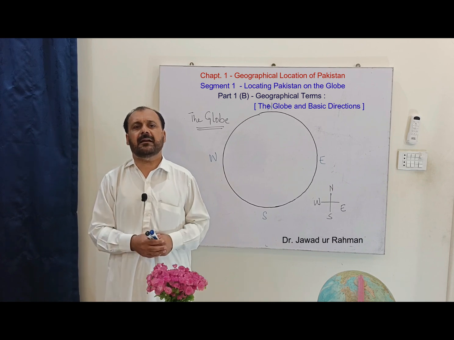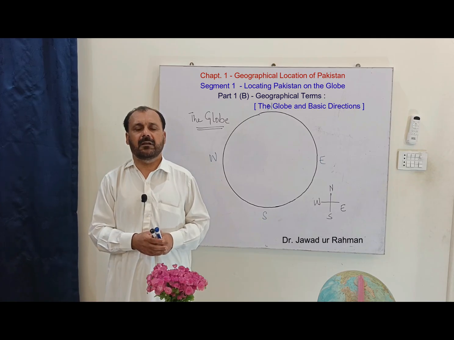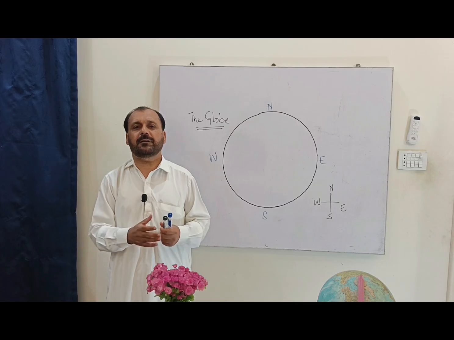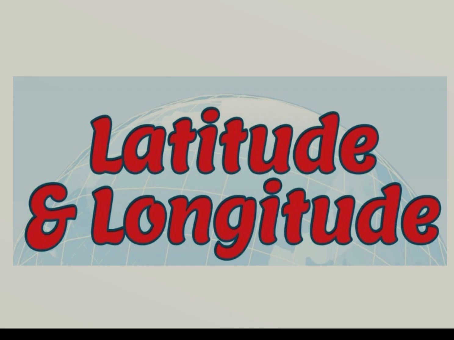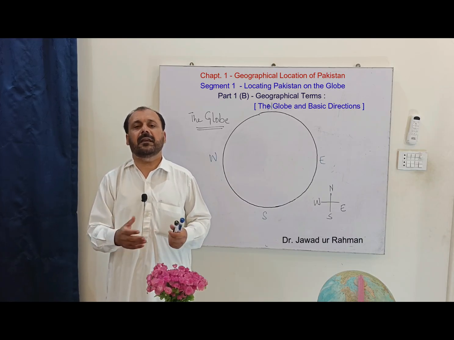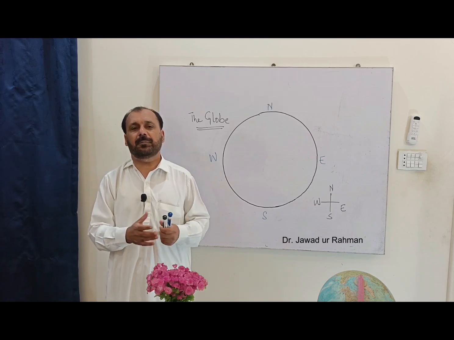The four basic directions help us describe the general location of a place, but they are not enough to identify its precise geographical position. For this purpose, the globe contains a network of imaginary lines that help us locate places more precisely. These lines are known as latitude and longitude. We will study these two systems separately in the next two parts. So this brings us to the end of part B.